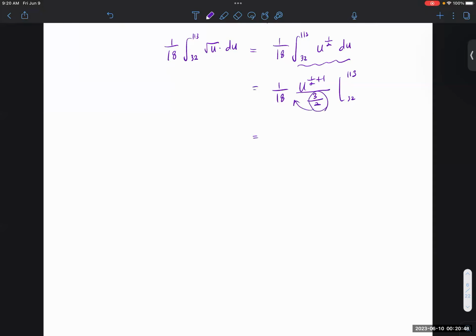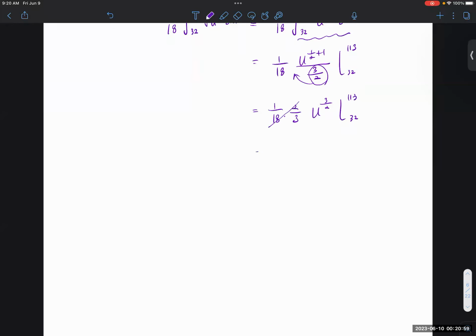I can flip this one. So 1 over 18 times 2 over 3 times u to the 3 over 2, from 32 to 113. Then they're going to cancel: 9 times 3 is 27, so 1 over 27 u to the 3 over 2, from 32 to 113. So let's finalize it. We're going to do capital F of 113 minus capital F of 32. So 1 over 27 times 113 to the 3 over 2 minus 1 over 27 times 32 to the 3 over 2.